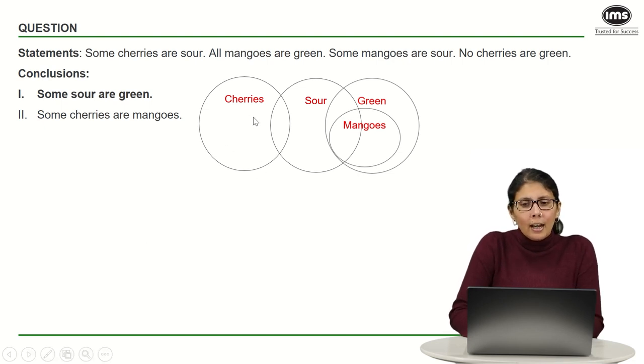Well, that's a little unlikely because it clearly says that no cherries are green. In other words, the category cherry has no overlap with the category green. Mangoes are contained within the category green, which means that there can be no overlap between mangoes and cherries either. So there is no way that some cherries are mangoes. Fairly easy to figure this one out.